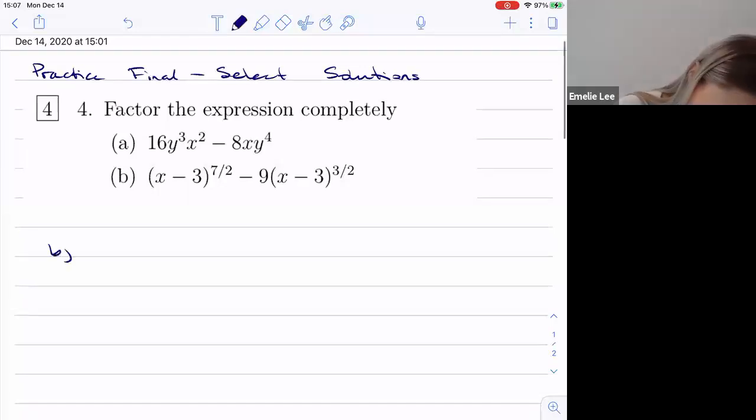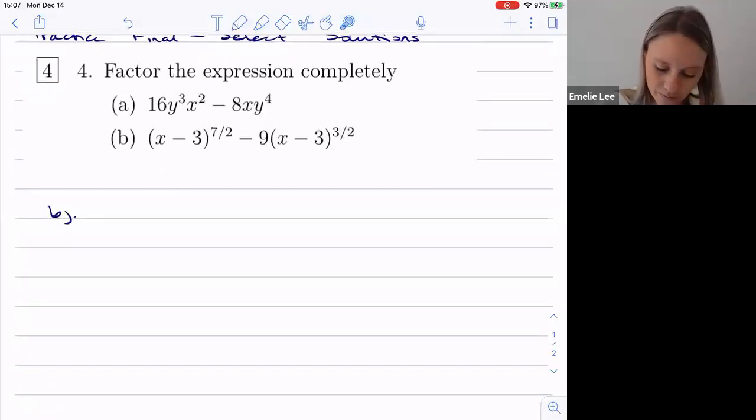So let's do B. All right, so the pickle is we've got the 7/2 and 3/2. We notice that x minus 3 and x minus 3 is something that we can pull out a common factor, but we have to remember how these exponents behave, right? So exponent laws. Now, if I have the same base, then I add the exponents. I'm thinking x squared times x cubed is x to the 5, right? So I have to add exponents.